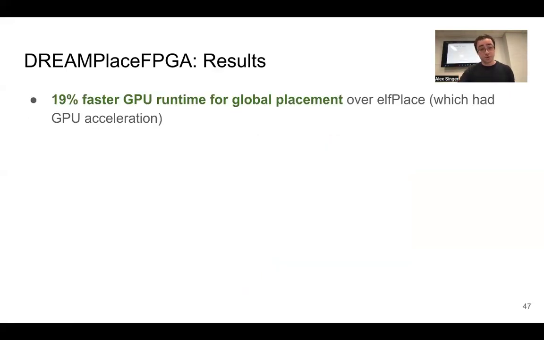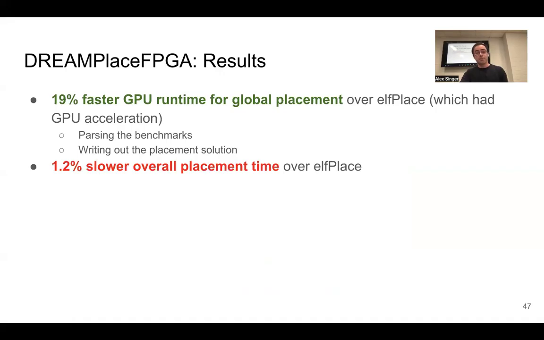But anyways, the results of this: they were 19% faster in GPU runtime for global placement over elfPlace, which also had GPU acceleration. So this is an apples to apples comparison. And this includes parsing the benchmarks and writing out the placement solution. But the overall placement flow of DREAMPlace FPGA was 1.2% slower than elfPlace.